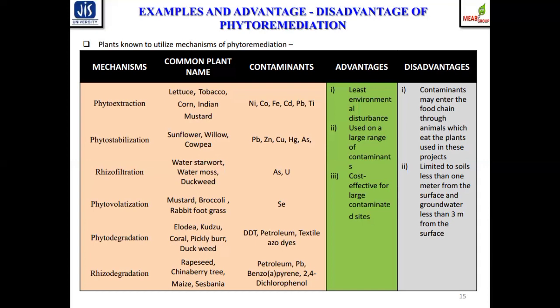So usually advantages include least environmental disturbance. It is used on a large range of contaminants, and is cost effective for large contaminated sites. Whereas the contaminants may enter the food chain through the animals which eat the plants which already absorbed those toxicants. It is also limited to soil less than 1 meter from the surface and groundwater less than 3 meters from the surface. So these are a few constraints involved in these processes that need to be rectified or altered in a way that could show more influence, to increase the potentiality of this approach.